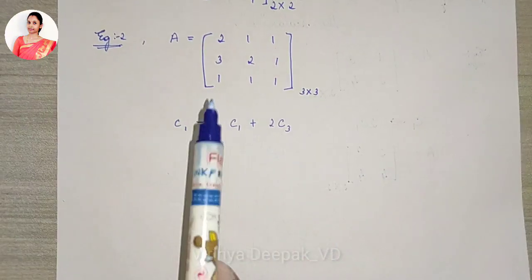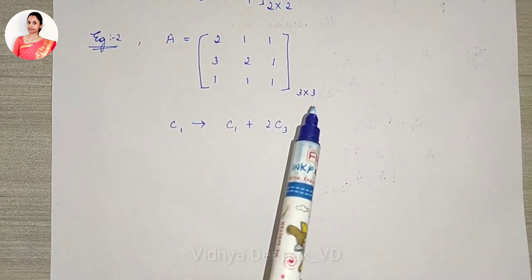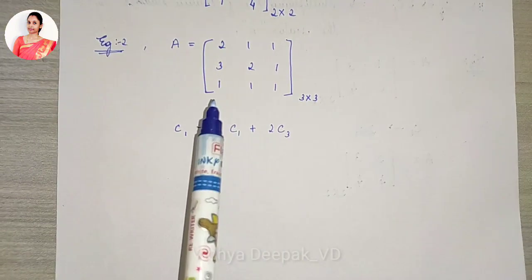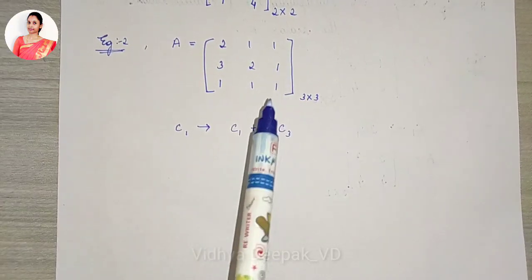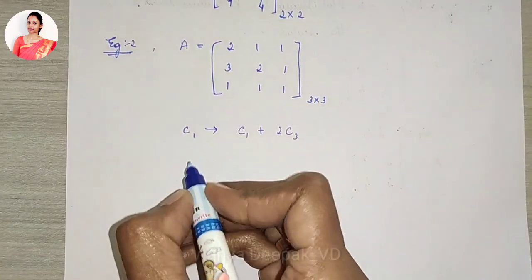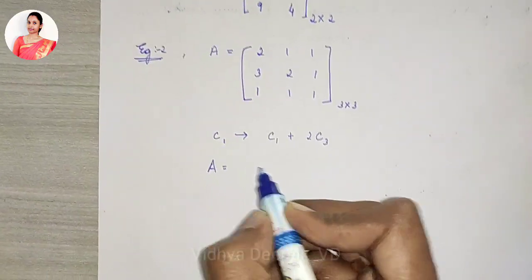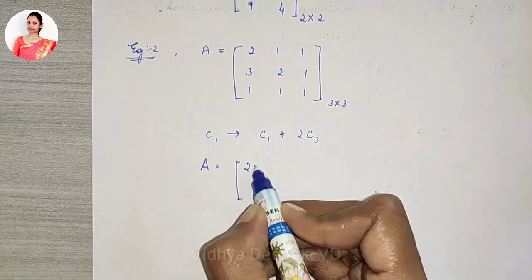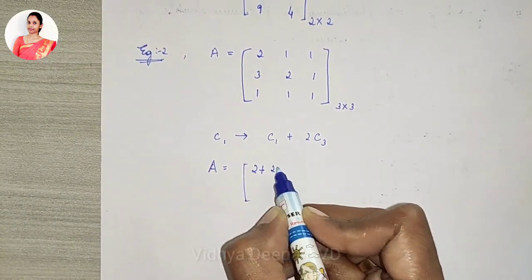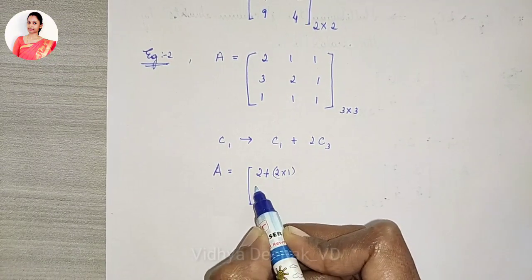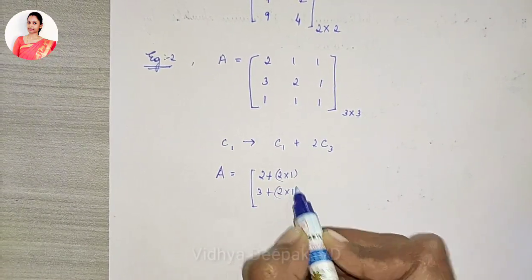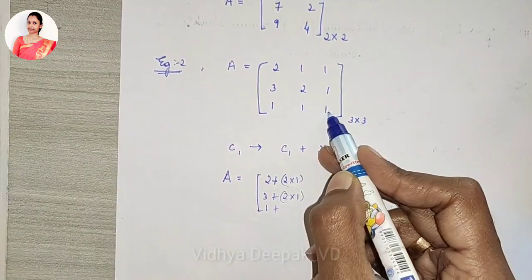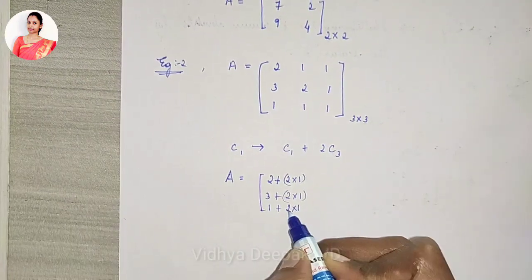Let's see one more example. Here A is a 3 cross 3 matrix and I am performing the operation C1 to C1 plus 2 into C3. That is, the C1 column is being changed to C1 plus 2 into C3. Let's do it. A is equal to, the first column is being changed: 2 plus 2 into 1, again 3 plus 2 into 1, and again C1 plus 2 into C3, that is 1 plus 2 into 1.